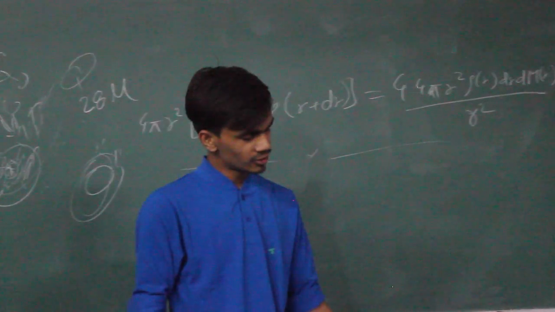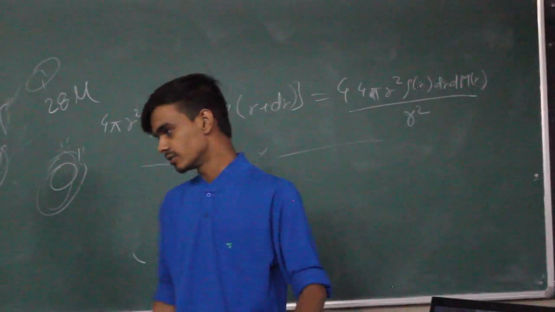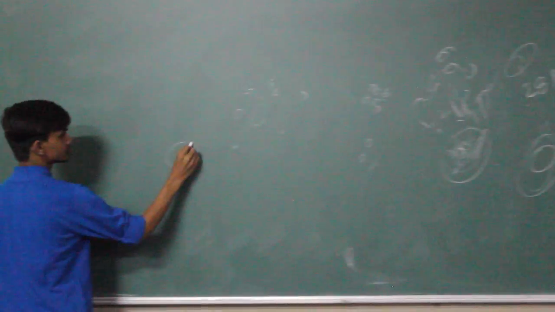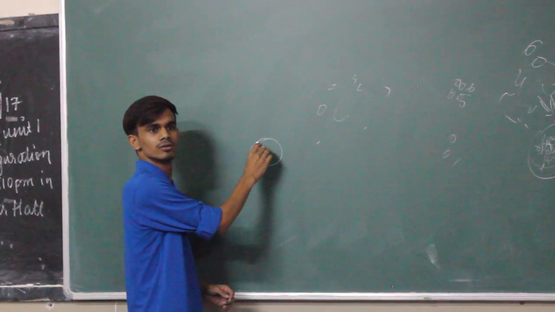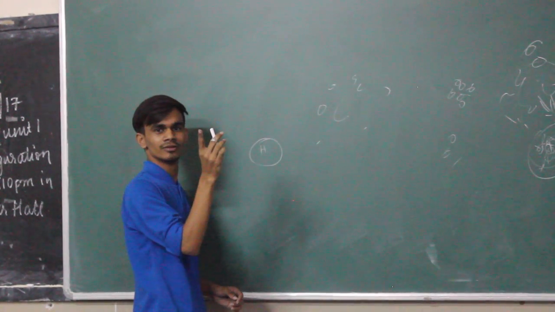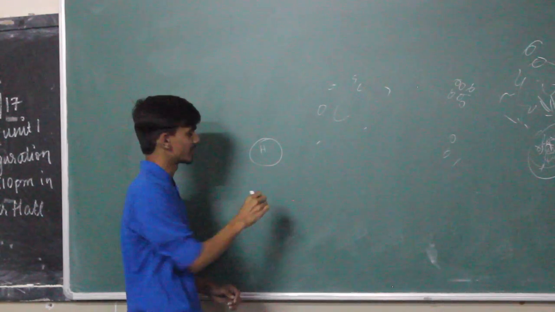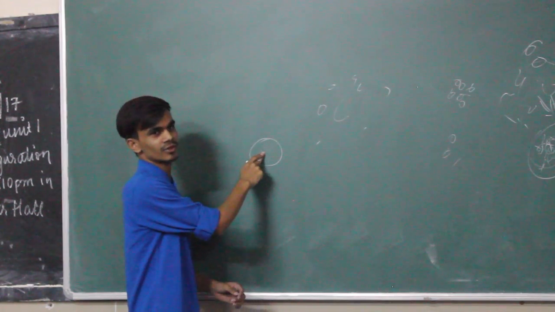So white dwarf stars, what happens in white dwarf stars? I'll explain it with the Sun part. You have a core. Fusion goes on here. So you have a core, and fusion is going on here.